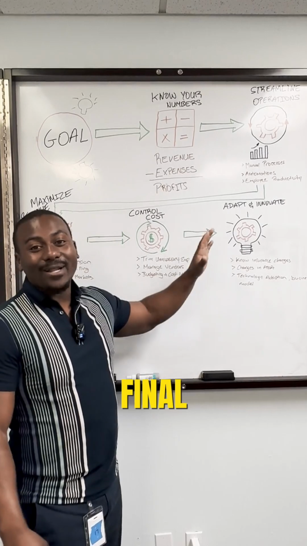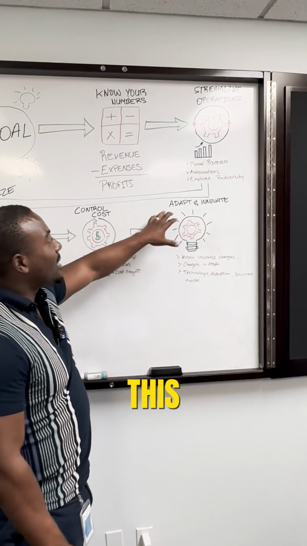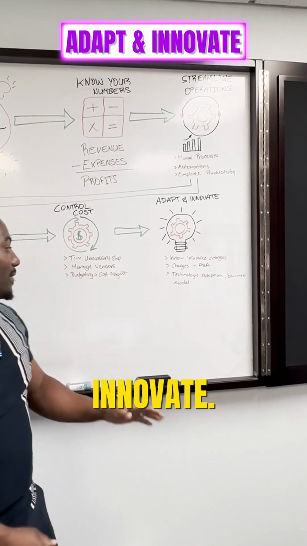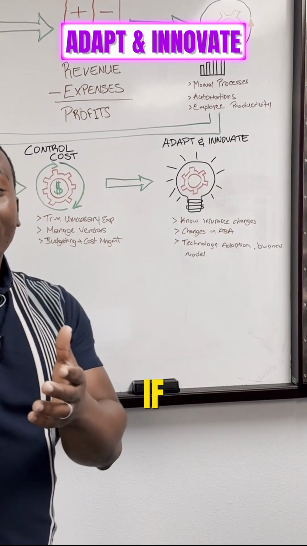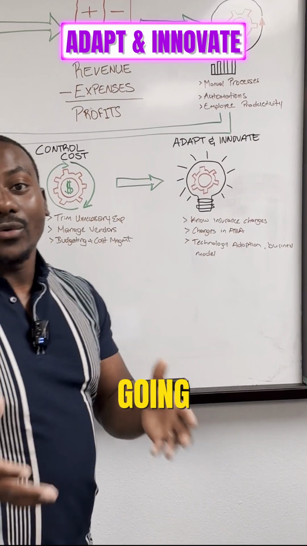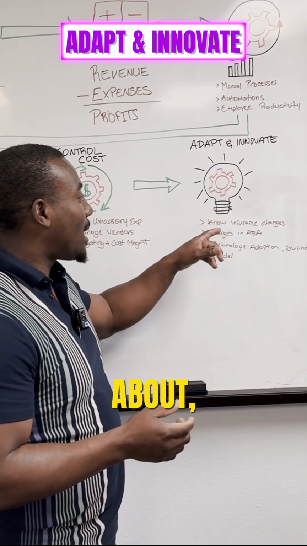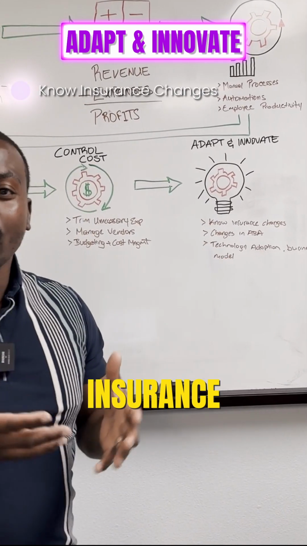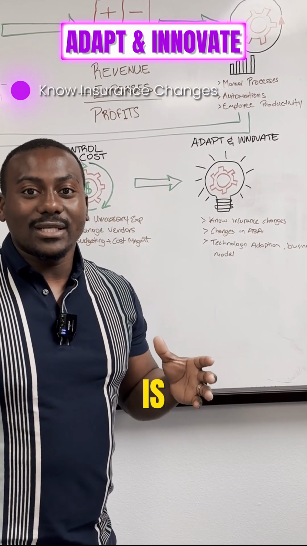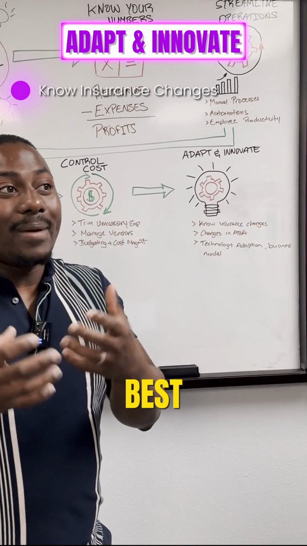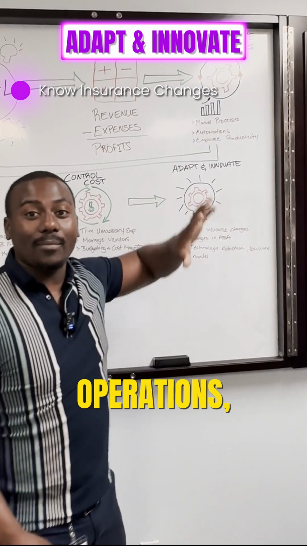All right, the final but not least phase here, or item in this cycle, is adapting and innovating. With your business, if you don't have innovation, really you're going to struggle to keep up with the economy. So when we talk about innovation here, we're talking about, are you up to date on insurance changes? How can you adjust what your service is to really deliver the best in the marketplace and gain the best efficiency in terms of operations, right?